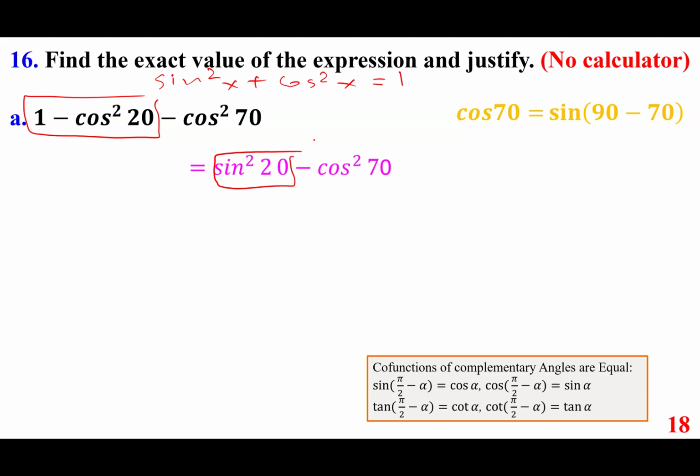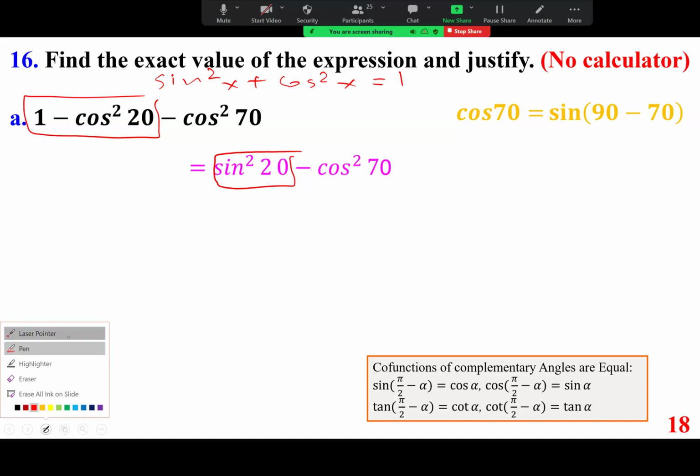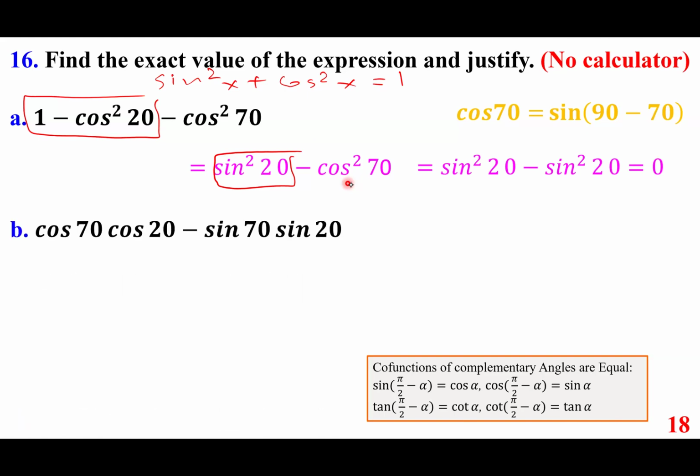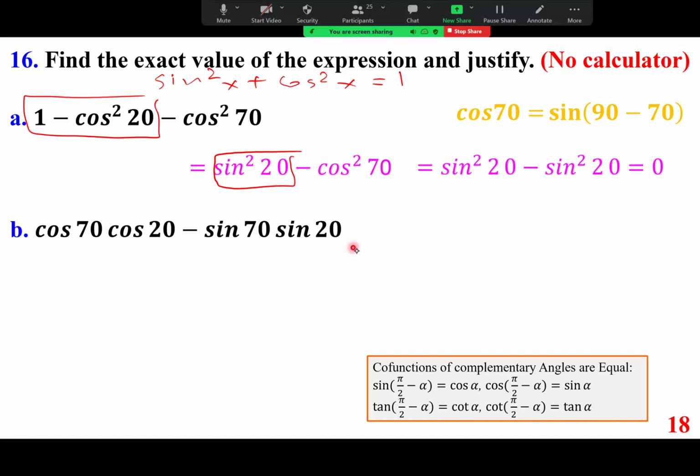So that means this one is the same as sine of 20. So sine squared 20 minus sine squared 20 is equal to 0. Cosine 70 cosine 20 minus sine 70 sine 20. We're going to follow cosine of alpha plus beta equals cosine alpha cosine beta minus sine alpha sine beta. So this becomes cosine of 70 plus 20. And you know cosine of 90 is 0.